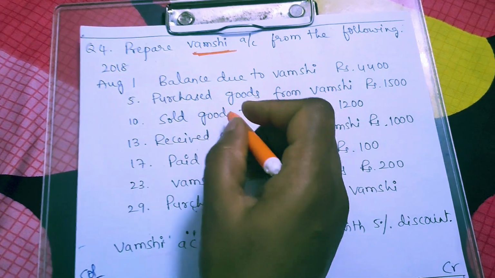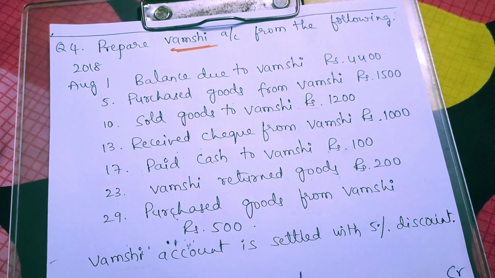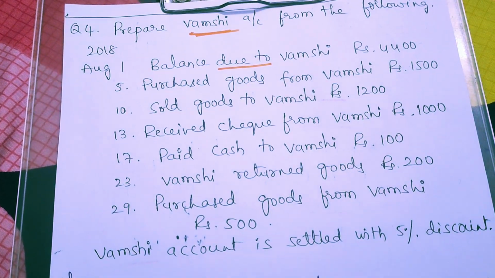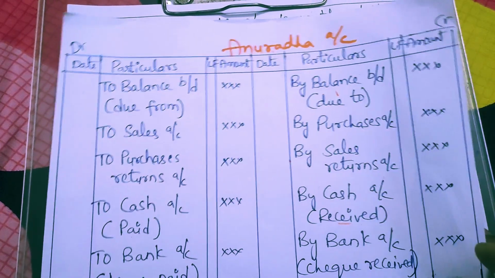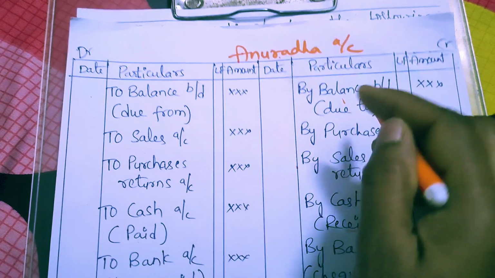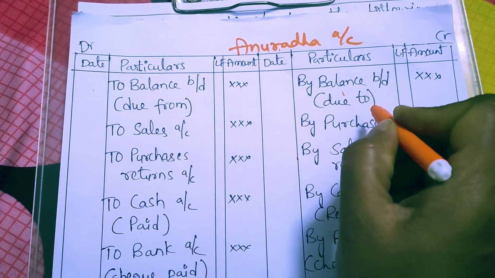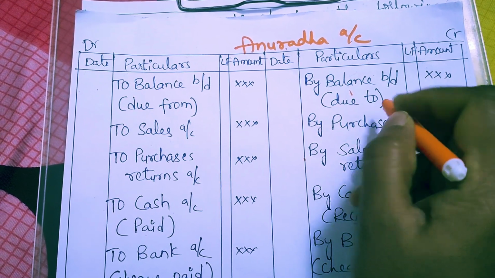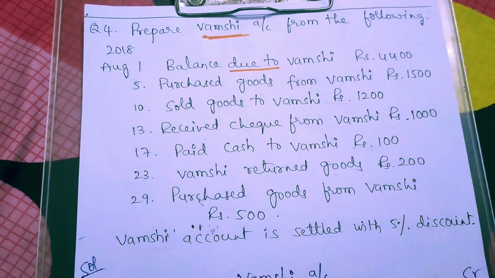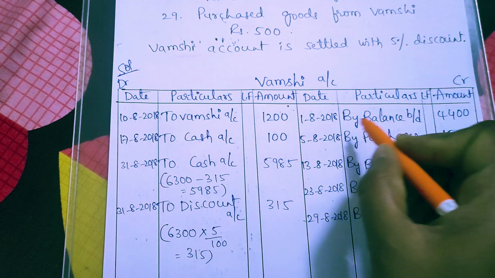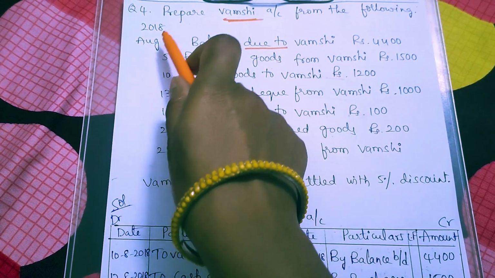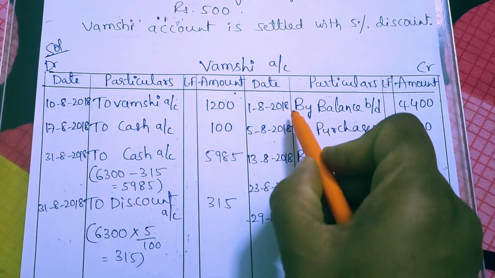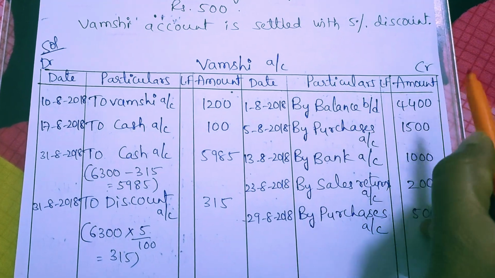August 1st, 2018. Balance due to Vamshi. So whenever "due to" is given, just take the help of the format. Where do we have due to? Credit side. Okay. So it means that we should write on the credit side. What we should write? By balance brought down. So let me write for our solution also. Already I recorded. You can see, same date, 1st August 2018, by balance brought down 4400.